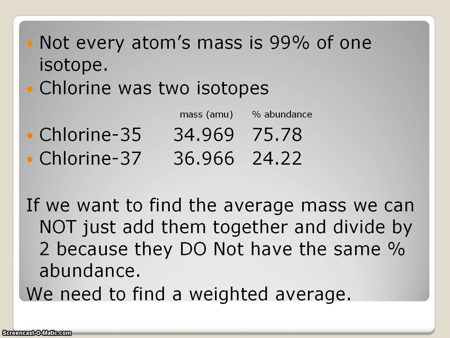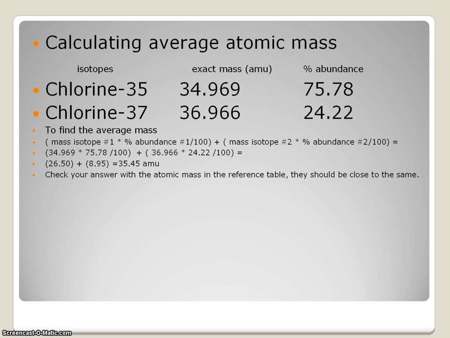All right, so how do you find a weighted average then? Because this is what we're doing. We're doing a weighted average. Okay, so calculating the average atomic mass, this is how you're going to do it. All right, I gave you chlorine 35 and chlorine 37's data. So this is what you're going to do. To find the average mass, you've got to take the mass of isotope number 1. So for chlorine 35, it was 34.969. And you multiply it by the percent abundance divided by 100. Okay, so that's your number from your first isotope.